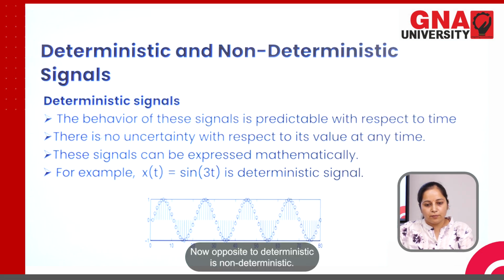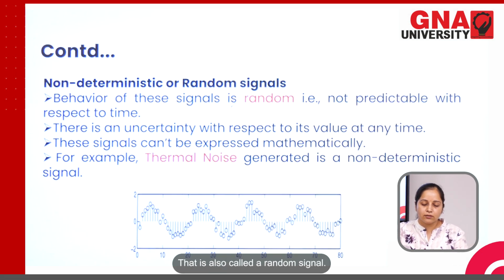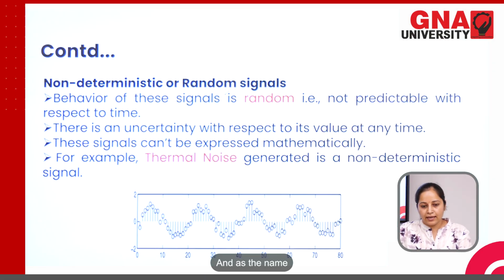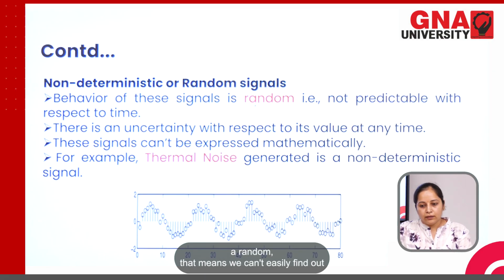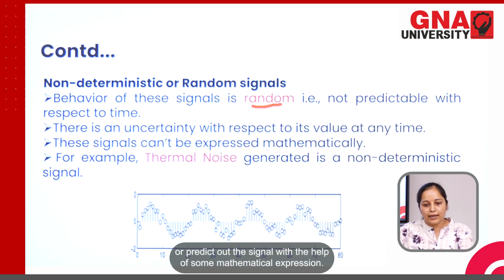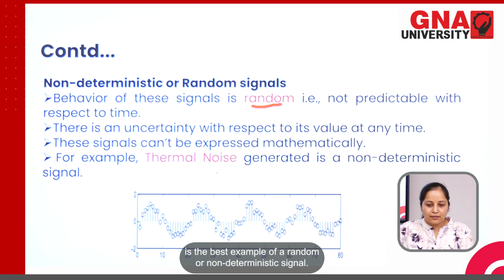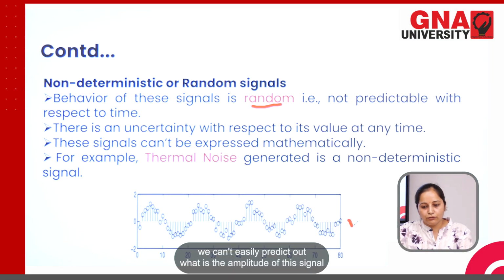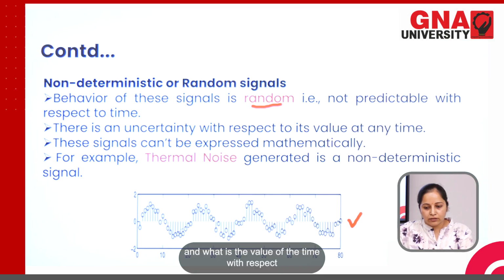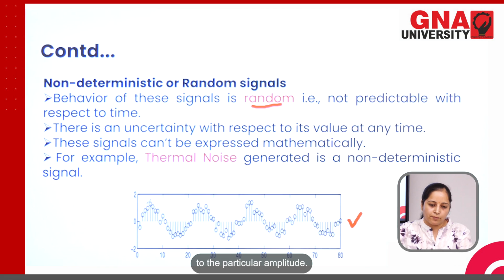Now opposite to deterministic is non-deterministic, that is also called a random signal. And as the name suggests, random means we can't easily find or predict the signal with the help of some mathematical expression. So noise is the best example of a random or non-deterministic signal. You can see here we can't easily predict the amplitude of this signal and the value of time with respect to the particular amplitude.